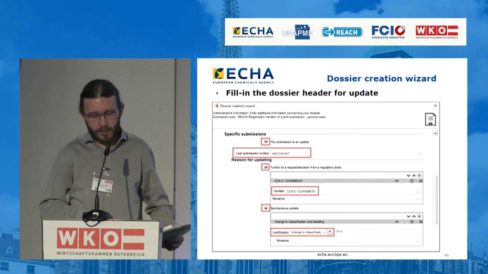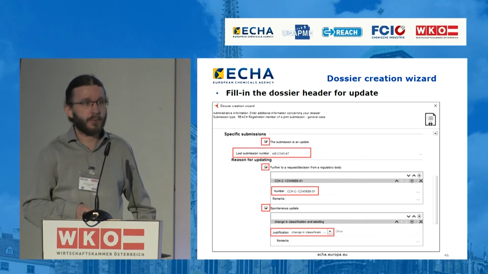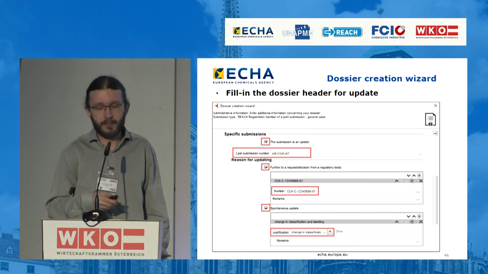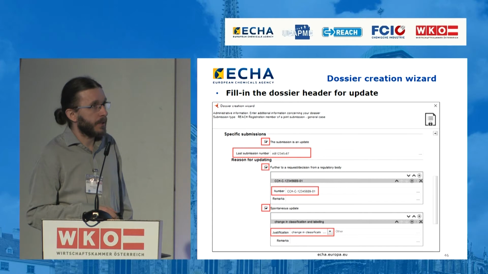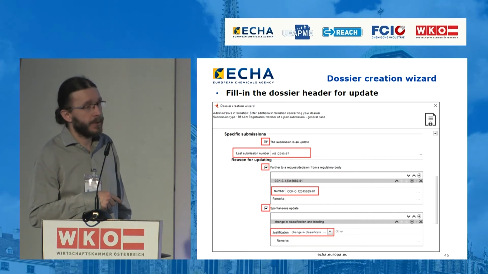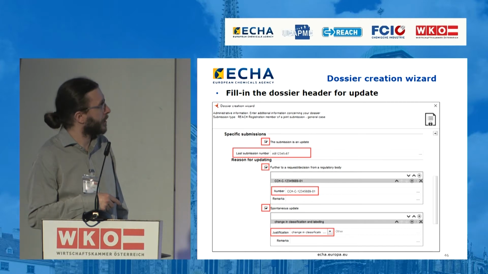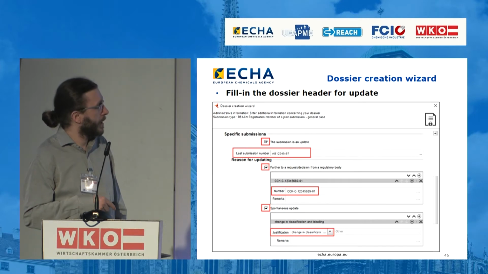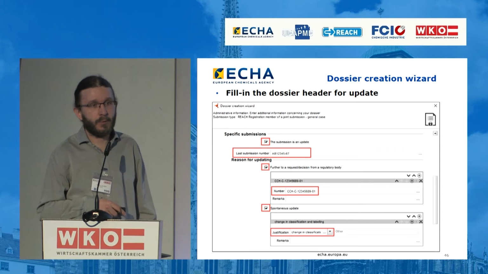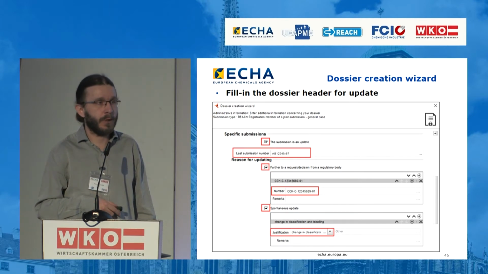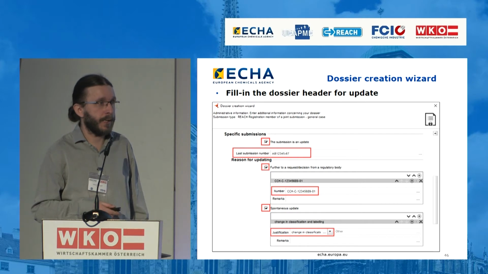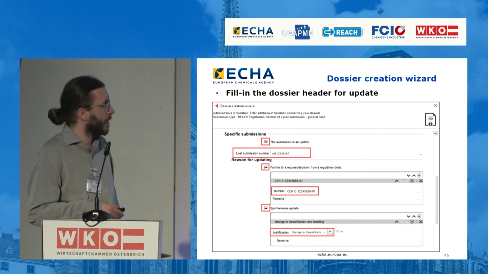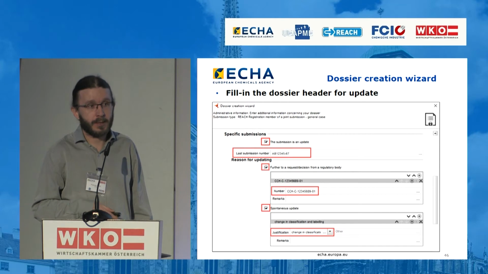If it's not your first submission for this substance, you will have to provide also some update information. ReachIT will give you what we call a submission number, so you have to indicate the last submission number for your registration in this field. And you have also to explain why you are sending an update. If you provide more information, if you were requested to send an update by ECHA in the context of a compliance check or a completeness check failure.